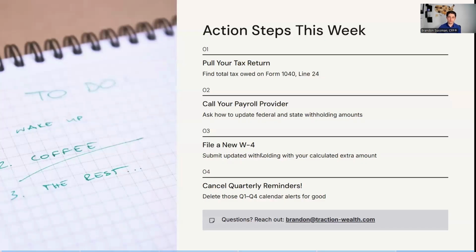It just depends on if you have a bookkeeper or how hands-on you are with your payroll and paying yourself every month. And then lastly, cancel those quarterly reminders. We don't have to worry about it anymore. You got money set aside every month, and hopefully this makes your life a lot easier going forward and really just one less thing to worry about when it comes to taxes and managing your cash flows. All this stuff's just going to be happening automatically for you.